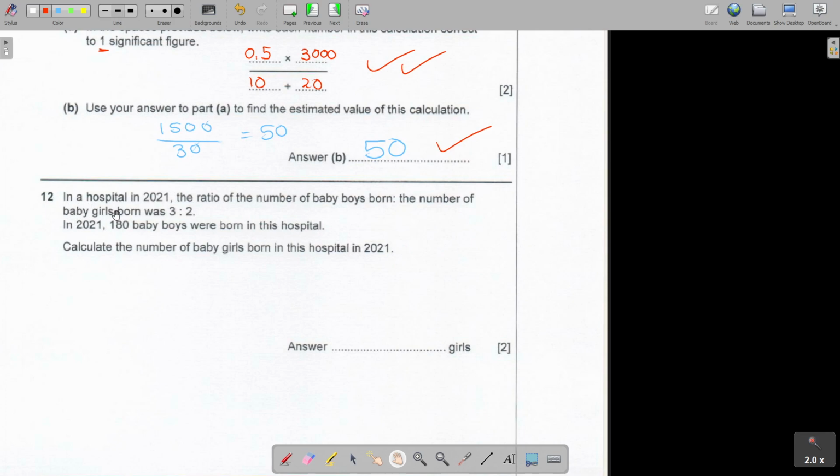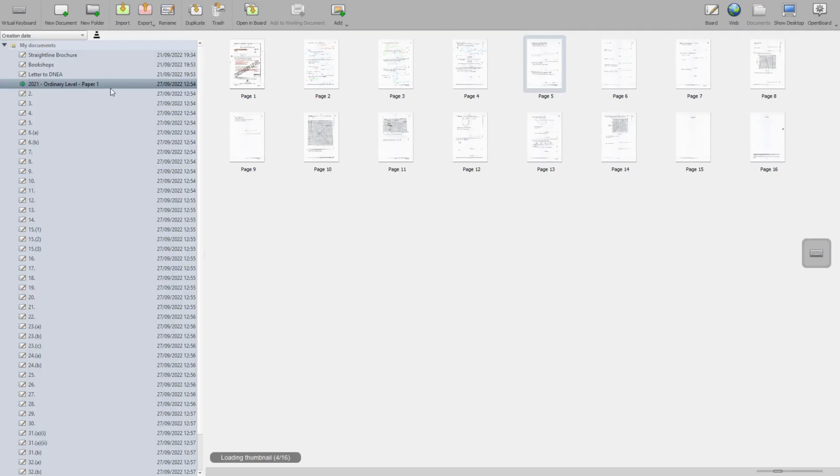Okay, and the next one. In a hospital in 2021, the ratio of number of baby boys born to the number of baby girls, so I already see it's 2 things. It's boys and it's girls. And remember, boys, girls, 3:2. In 2000, so check the dates, the years is the same, 180 baby boys, not in total babies, were born in the hospital. So if it's like that, I think it was in the previous year almost the same type. It's ratio. It's that missing outcome.